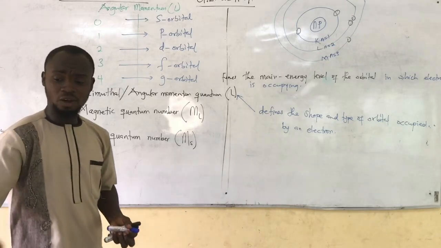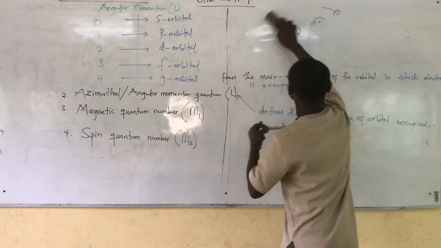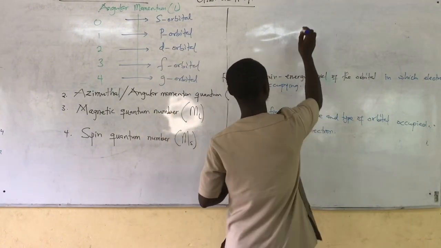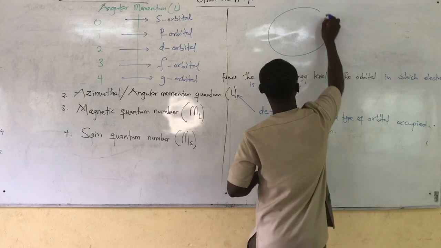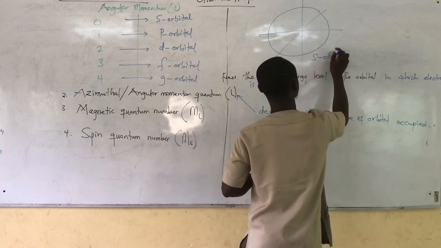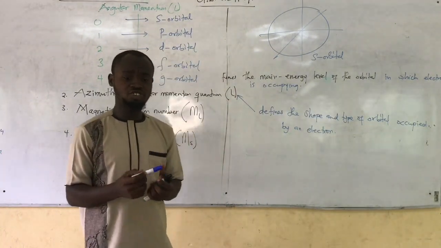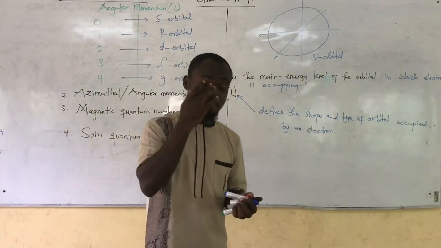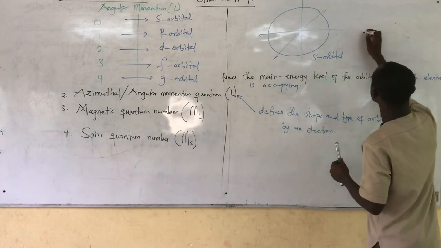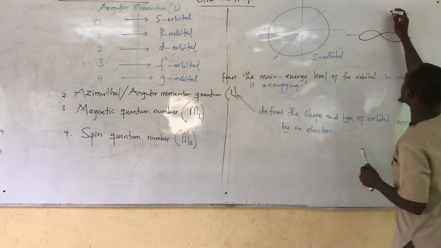Is that okay? Now, since we're talking about the shape, we are going to consider the shape of the s and then the p orbital. The s orbital is spherical. So this is the s orbital. The p orbital looks like a dumbbell in shape. It looks like this. This is the shape of the p orbital.